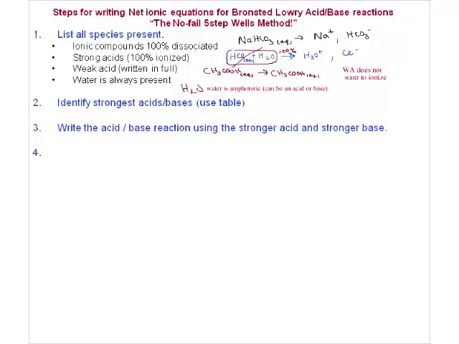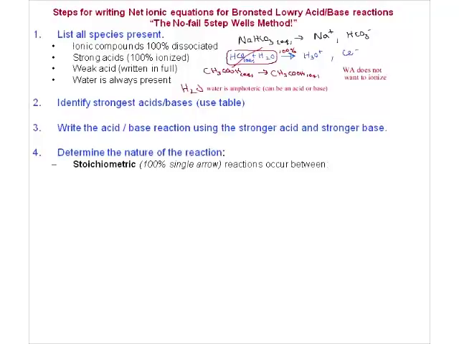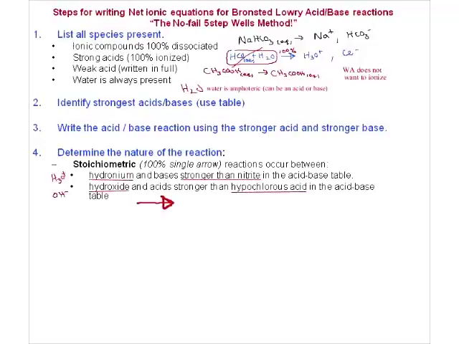What we need to do here in part 4 is determine whether or not we're going to have a single arrow or a double arrow. And we're saying that, okay, this is easy enough. It's going to be a single arrow, stoichiometric, meaning 100% forward, if we have hydronium and bases stronger than nitrite. Now what are they talking about there? Hydronium and bases stronger than nitrite.